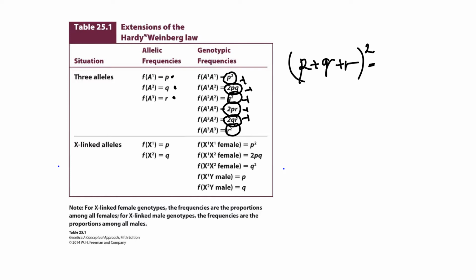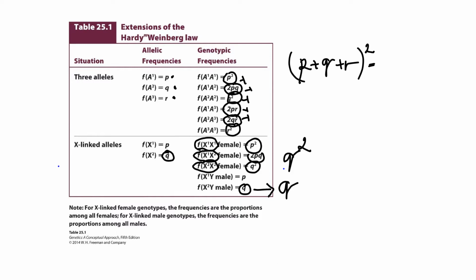Now, when it comes to X-linked alleles, of course you know that if an allele is X-linked, females are expected to have two alleles: either X1X1, which is P square, or X1X2, 2PQ, or X2X2, which is Q square. Let's say that X2 is recessive, so homozygous recessive in this case is Q square. Now we know that males carry only one X-linked allele, so X2 will be only Q under this situation.